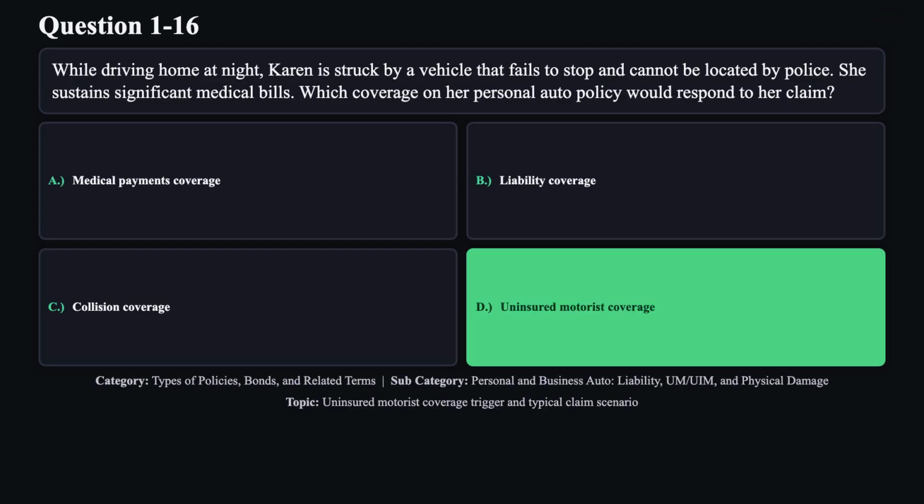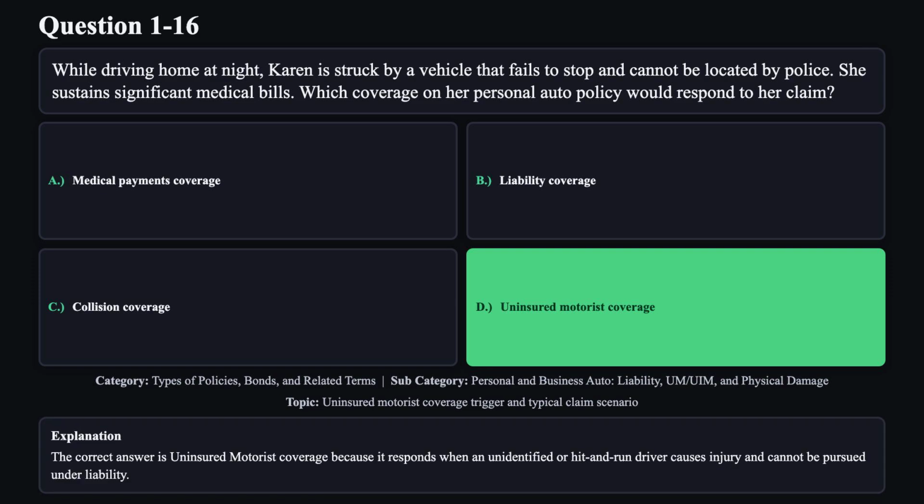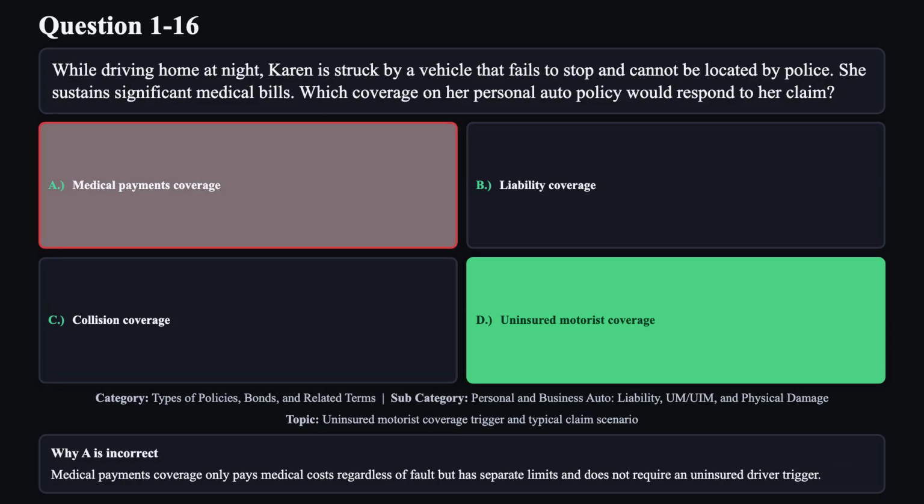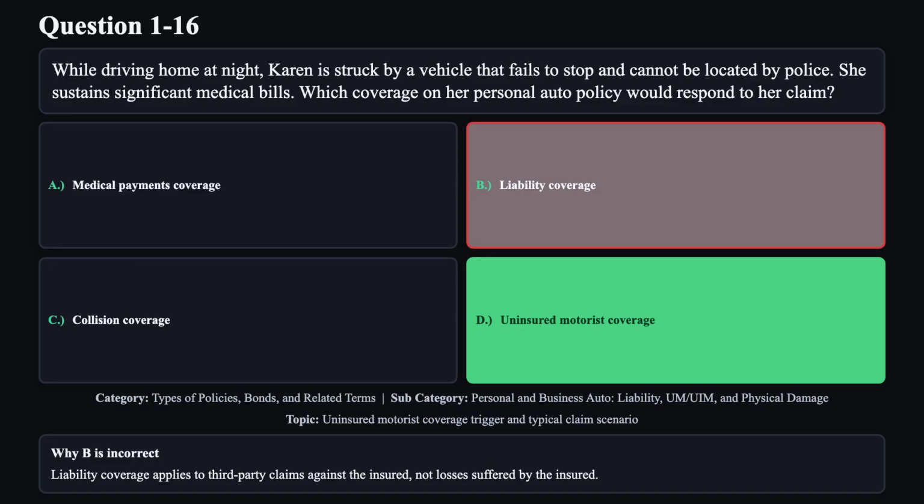The correct answer is D. The correct answer is uninsured motorist coverage because it responds when an unidentified or hit-and-run driver causes injury and cannot be pursued under liability. Reason A is not correct. Medical payments coverage only pays medical costs regardless of fault, but has separate limits and does not require an uninsured driver trigger.